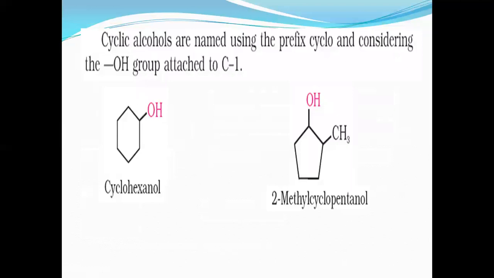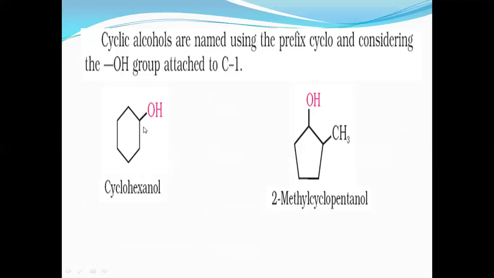Now, how to name cyclic alcohols? While naming cyclic alcohols or cyclic compounds, they are named using the prefix cyclo. This is important, you remember, cyclo. The cyclo name is given first. And OH as usual: the carbon atom to which OH is attached is considered the first carbon atom because this is the functional group. If another functional group is there with higher priority than this, then that carbon atom is given number 1. But in this case, only one OH group is present and that carbon atom is considered the first carbon atom.